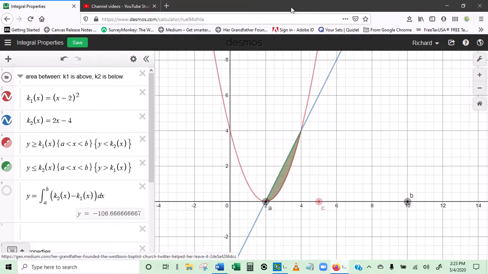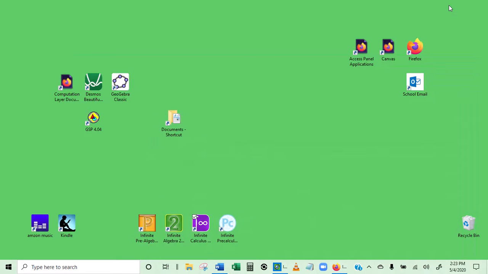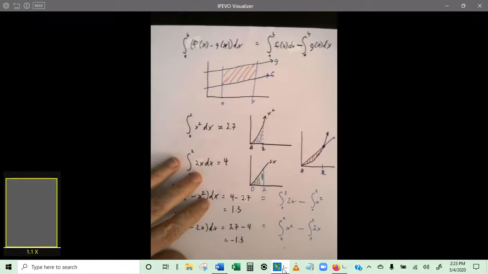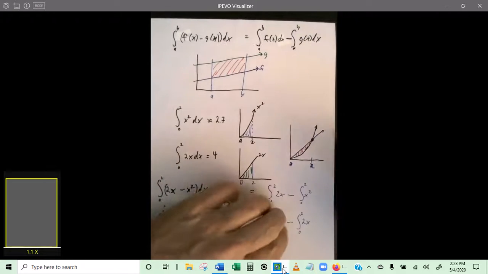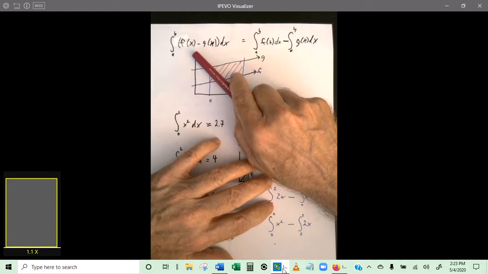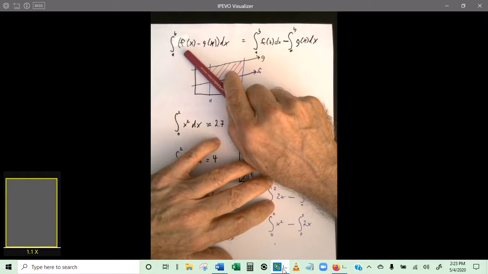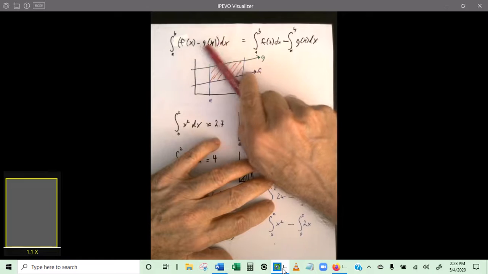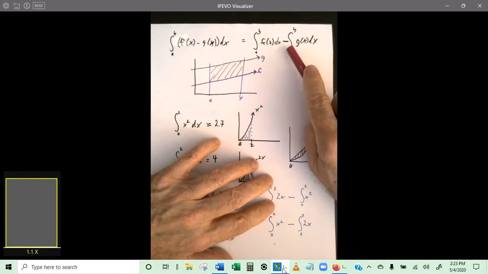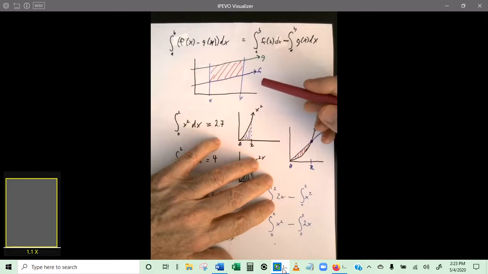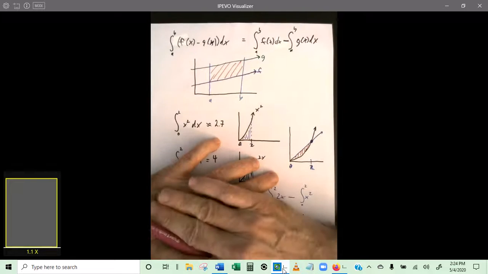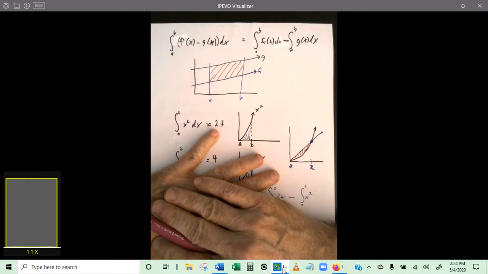That's embodied in this property right here. Oopsie, you're not seeing it. Here it is. If you've got some integral of f of x minus g of x dx, if they're combined, you can subtract them like that. We saw something like this just previously, but you see here that it works out to be the vertical difference between them.